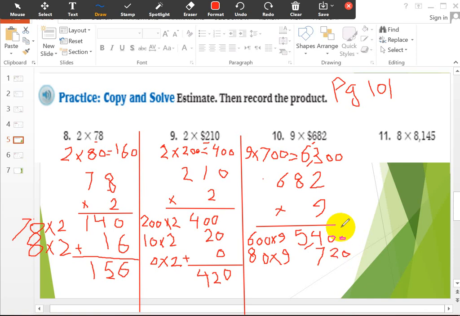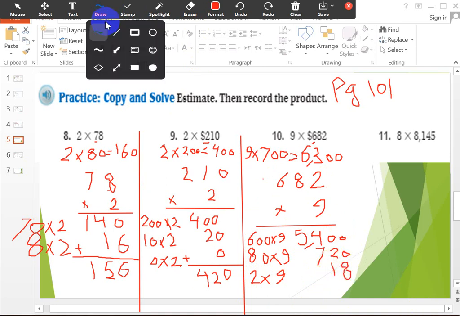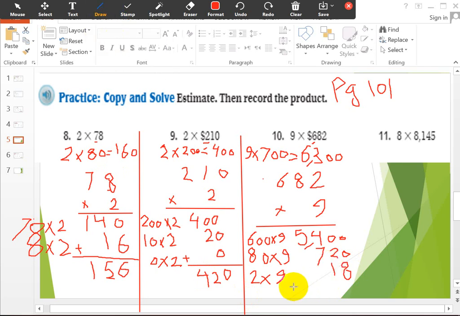Okay, the last digit is the ones digit, so it will be 2. The value of the ones digit equals the same number, so I will multiply it with 9. So 9 multiply 2 equals 18. Thank you, Lara. Now I will add the numbers. Let's find the addition for those answers.